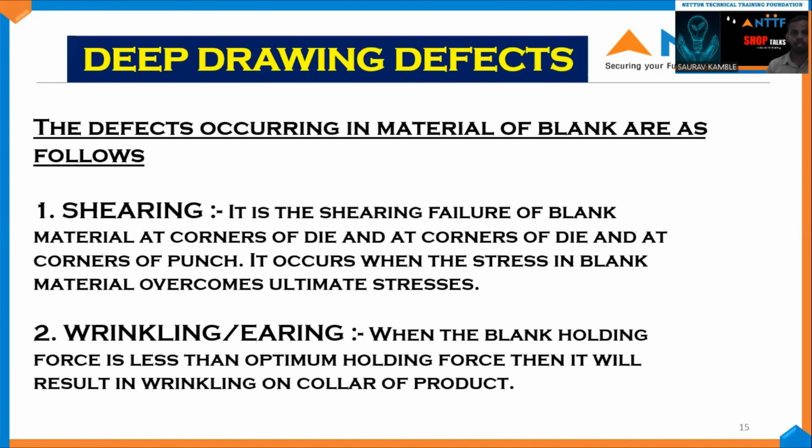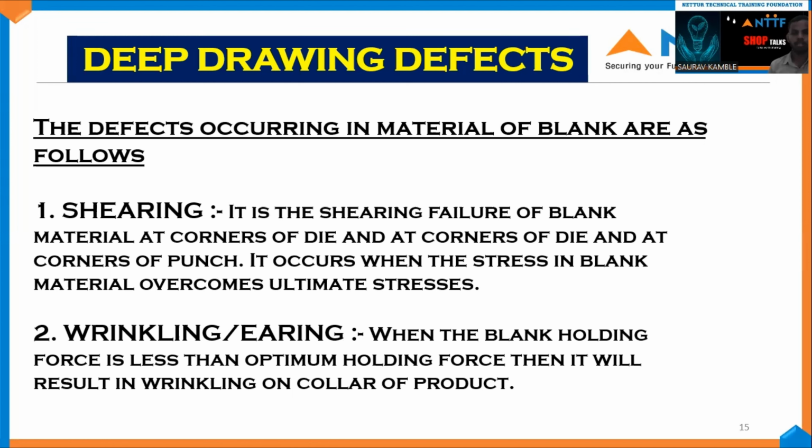Deep drawing defects occurring on the material of the blank. First, shearing. It is the shearing failure of blank material at the corners of the die. It occurs when the stress in the blank material overcomes the ultimate stress. To avoid shearing failure, a fillet should be given on the die corners. Wrinkling or earring.